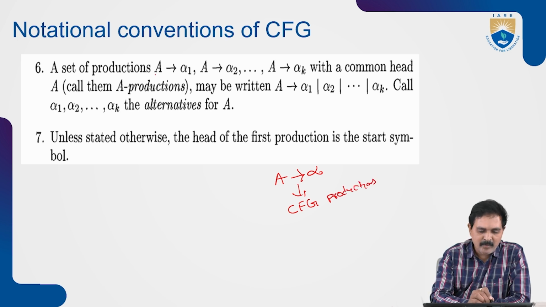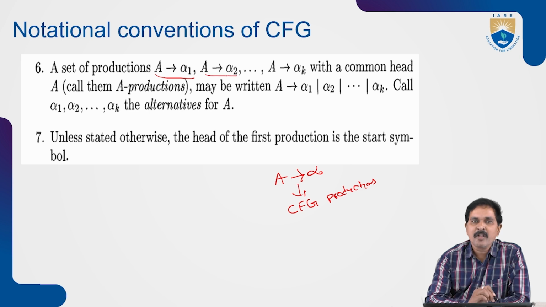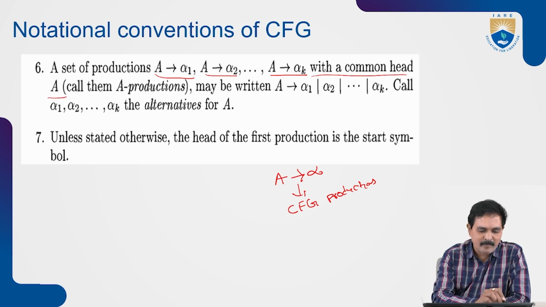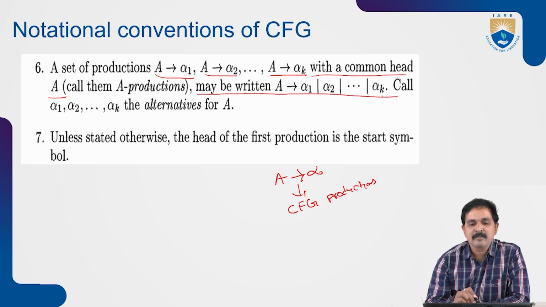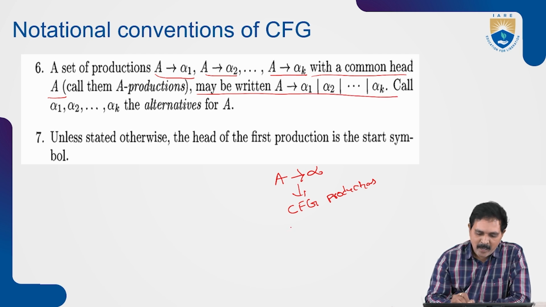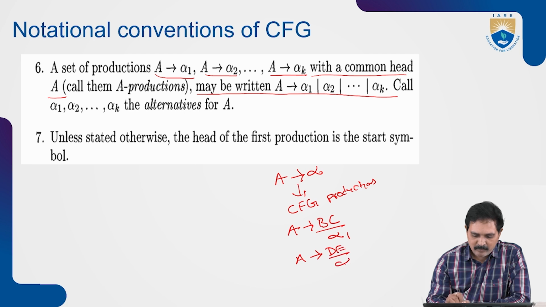In such a way that we are taking similar patterns: A implies alpha 1, A implies alpha 2, and so on, A implies alpha k, with a common head, capital A. That may be written like this. Here I want to define A implies B C. This is alpha 1, I am assuming. A implies D E is alpha 2.